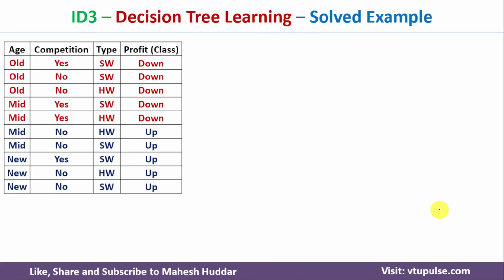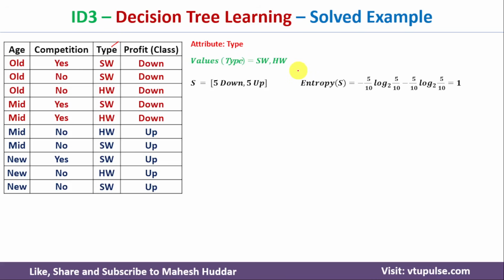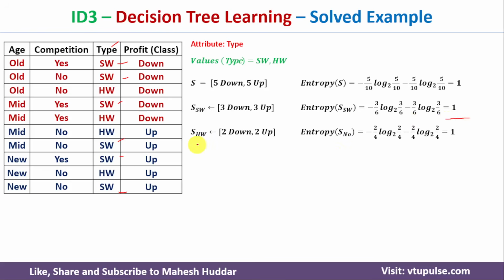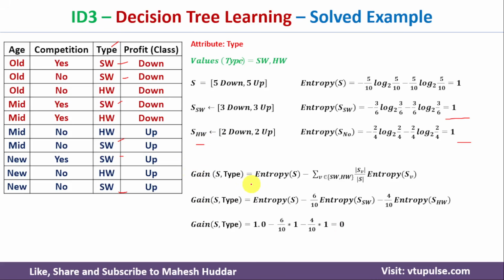Next I will consider the next attribute, that is type. In this again we have two values, one is SW and one more is HW. Here we are getting total 6 examples belonging to SW, in that 3 belong to down and 3 belong to up. So we'll get the entropy of SW is equal to 1 and entropy of HW is equal to 1. So again we need to find the information gain. We get the information gain for the attribute type is equal to 0.